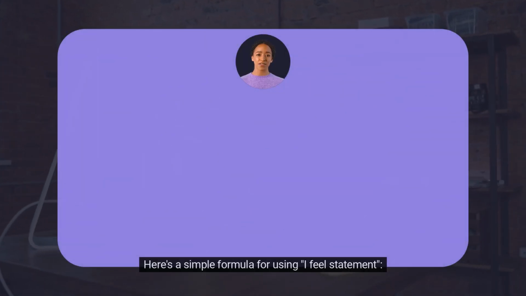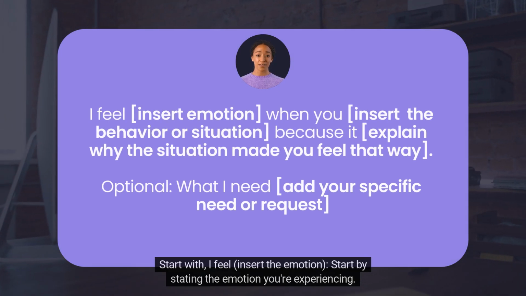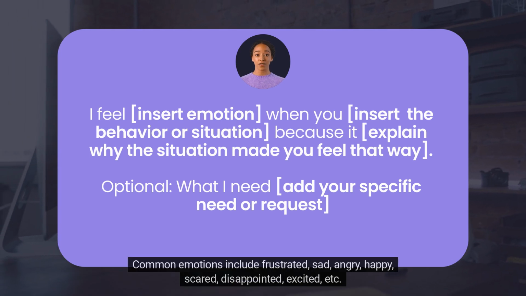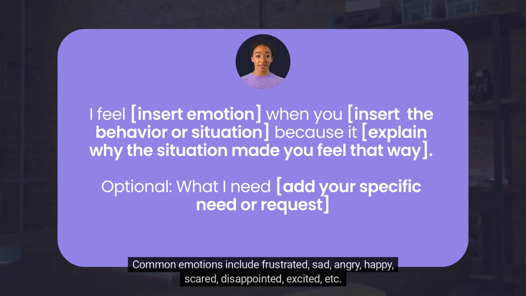Here's a simple formula for using I feel statements. Start with I feel, insert the emotion. Start by stating the emotion you're experiencing. Be specific. Common emotions include frustrated, sad, angry, happy, scared, disappointed, excited, etc.